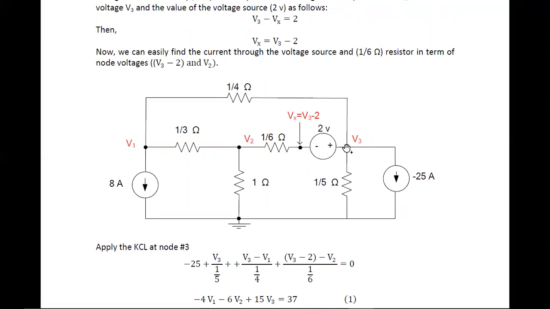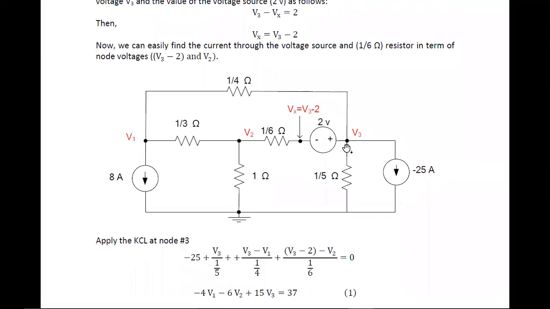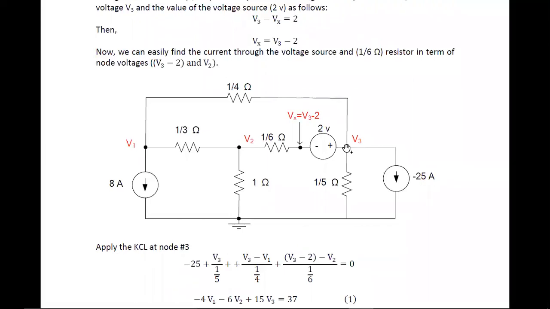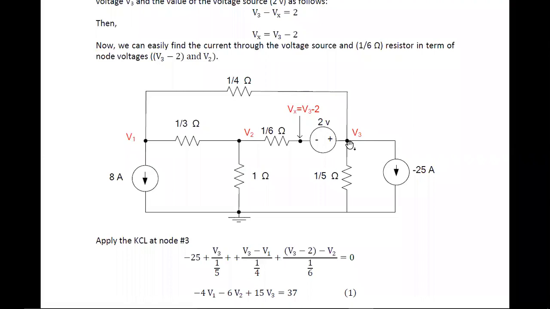Hope you are clear. Now I am writing the nodal equation, or KCL. Applying KCL at node 3, meaning here. See, observe carefully how this equation is written.